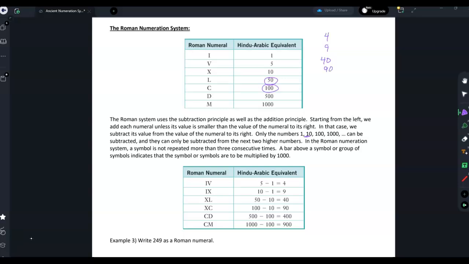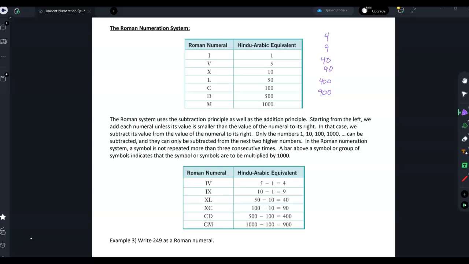And then you can also subtract 100, but again, that can only be subtracted from the next two, so from 500 or 1,000. If we take 500 minus 100, that would be 400. And if we take 1,000 minus 100, that would be 900. So basically, it's an additive system unless it's one of these 6 numbers.